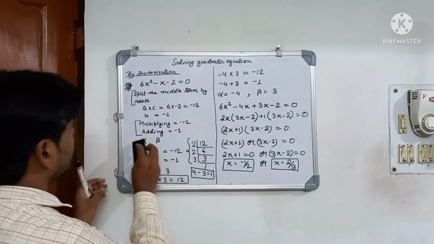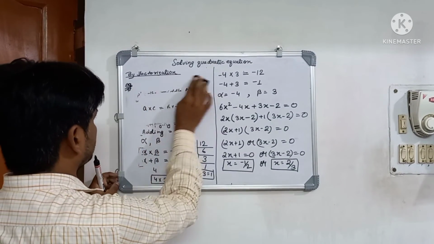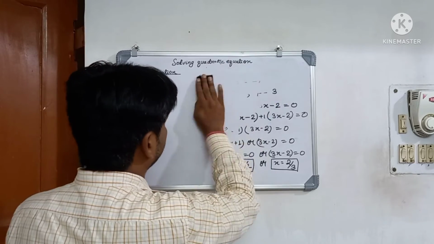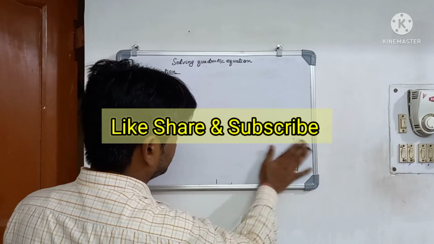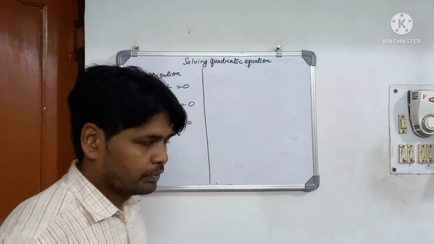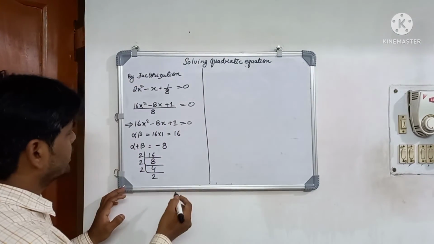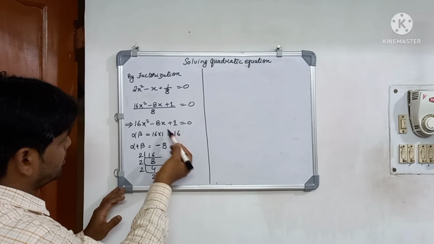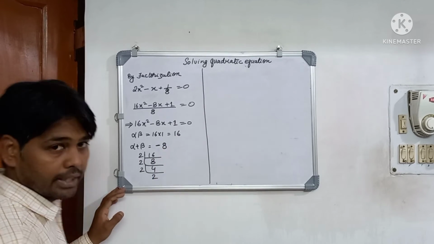Let us take another example solving by the same method, that is factorization. So let me correct one thing over here: on adding, it should not be equal to plus 1. Instead of that plus 1, it should be equal to minus 8.